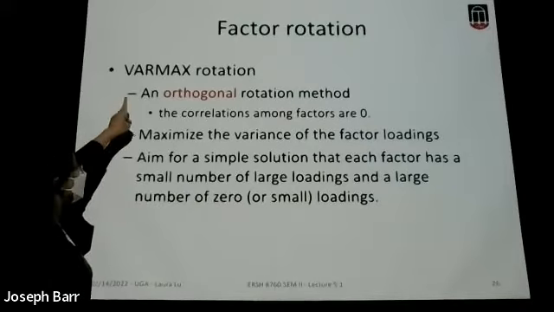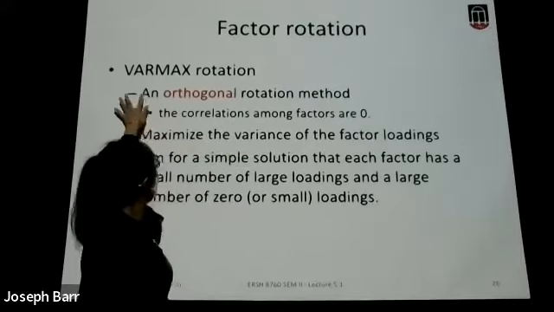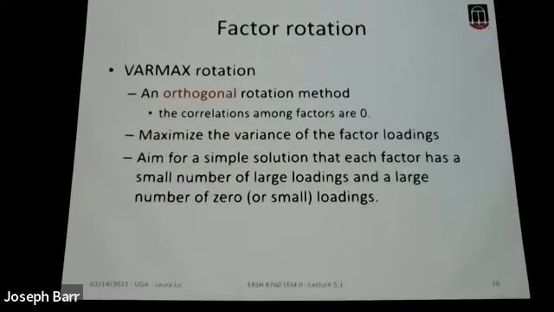Trying to do the varimax. Why is it varimax? Because it is variance maximization: maximize the variance of the vector loadings. Varimax is orthogonal.